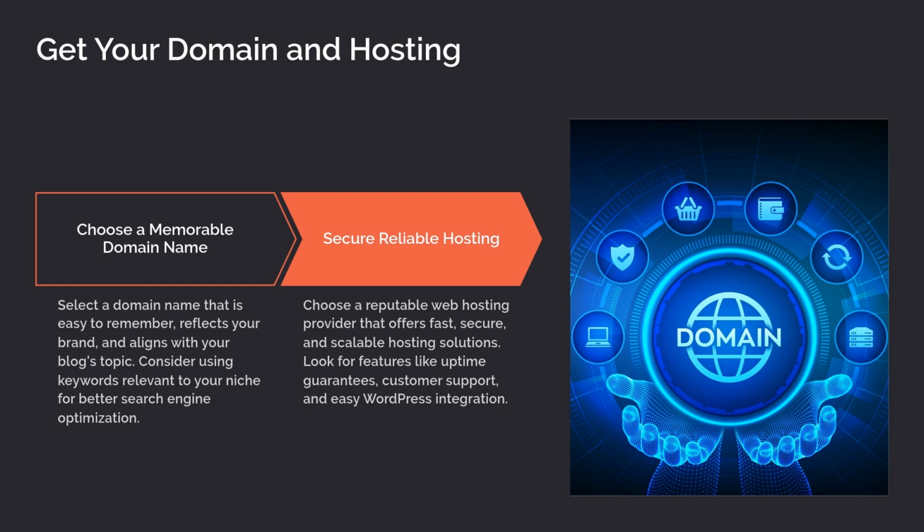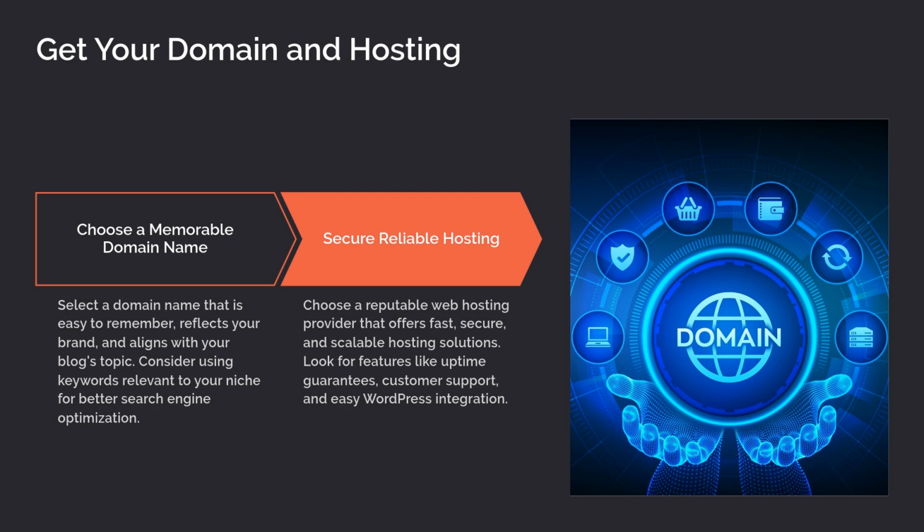Choose something short, memorable, and related to your niche. Keep it simple and avoid numbers or hyphens. Your domain name should give people a clear idea of what your blog is about. For example, if your blog is about personal finance, you might choose something like moneymastery.com or savvysaver.com.